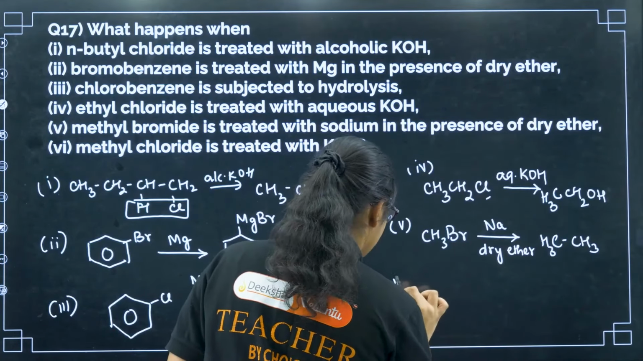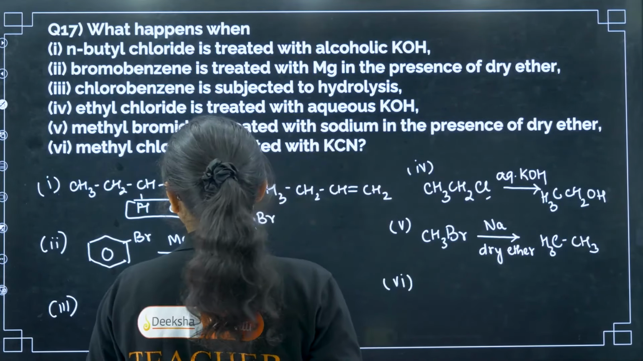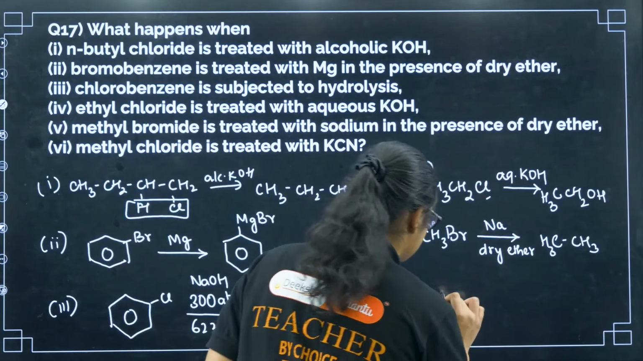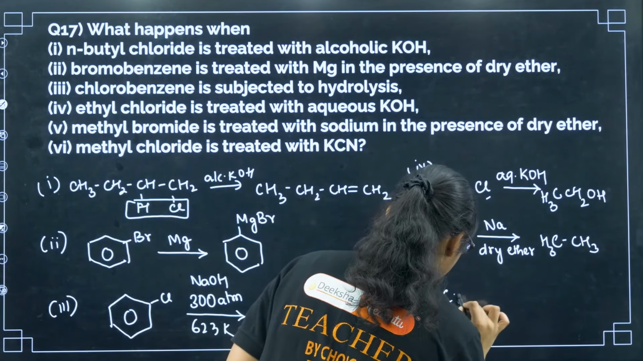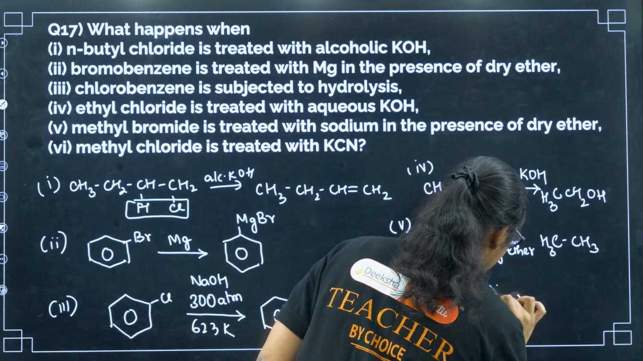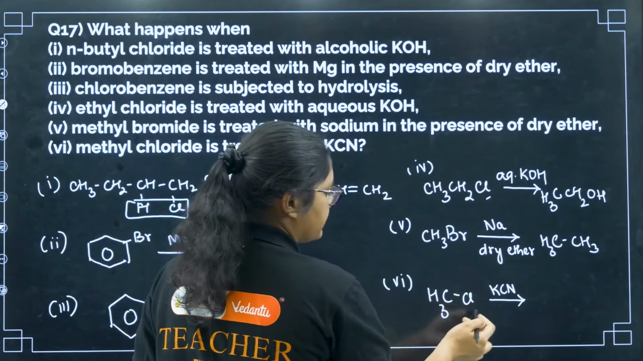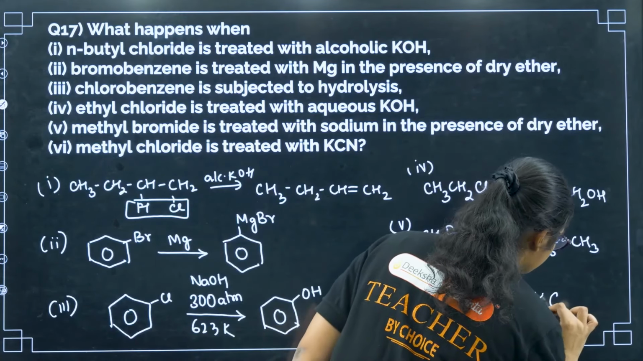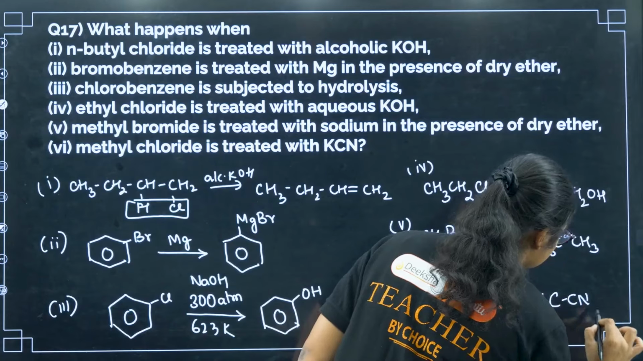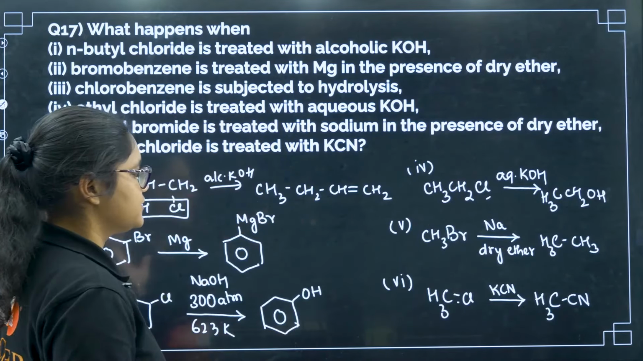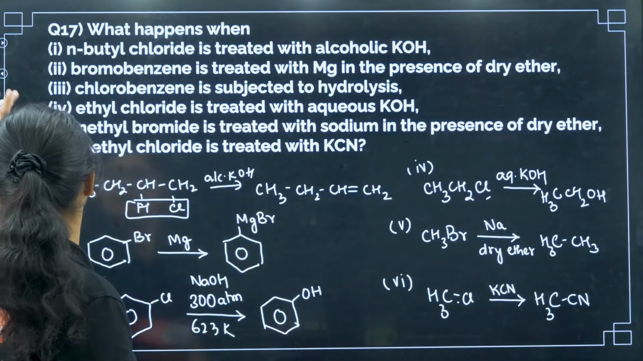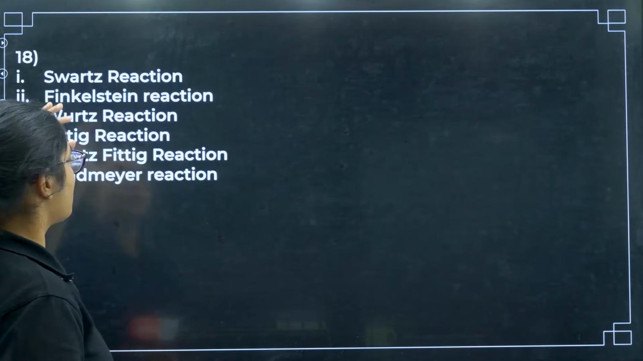Okay, next I have sixth one, methyl chloride is treated with KCN. So methyl chloride is treated with KCN, so that will replace Cl with CN and you will get CH3CN. Clear? So this is what the products will form. Very easy question. Next, your name reactions.